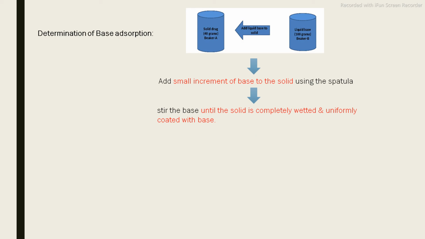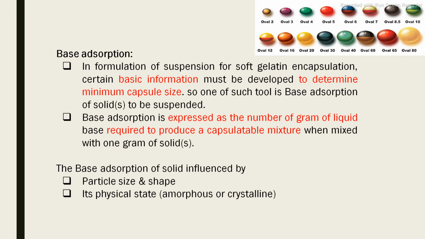Here in this image you can see the base adsorption of the first capsule was near about, you can say up to 1.7 or 1.8. That's why we are preparing the capsule of size 2. And as the base adsorption value goes on increasing, the size of capsule is also going on increasing. So the base adsorption value will decide the size of capsule.